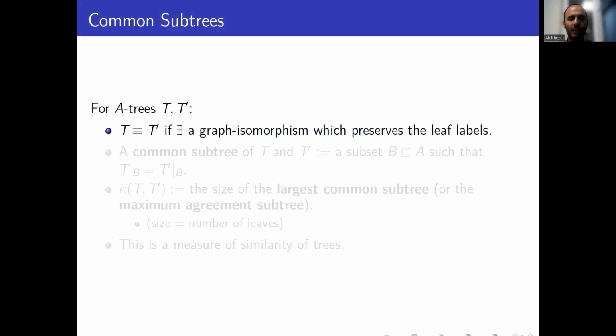Here is a more formal mathematical description. Assume that we have two trees, T and T prime, with the same leaf set, and A is the set of leaves. We say that these two trees are isomorphic if there exists a graph isomorphism which preserves the leaf labels. But the branch points do not have labels, so nothing needs to be preserved. We just need every branch point to be mapped to another branch point. But on the leaves, we require that the leaf of label 1 should be mapped to the leaf of label 1 in the other tree.